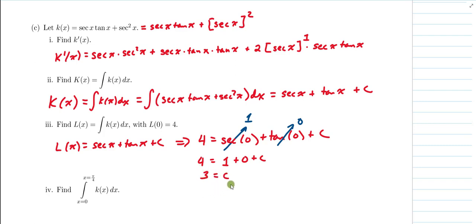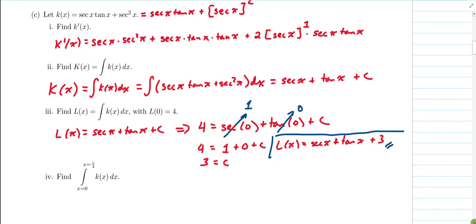Careful, folks. Resist the temptation to say that your answer is c equals 3. Remember, solving for the constant c was just one step in finding this function, capital L of x. So now I'm ready to give my answer as capital L of x is equal to the secant of x plus the tangent of x plus 3. And there we have the solution to part 3 there.